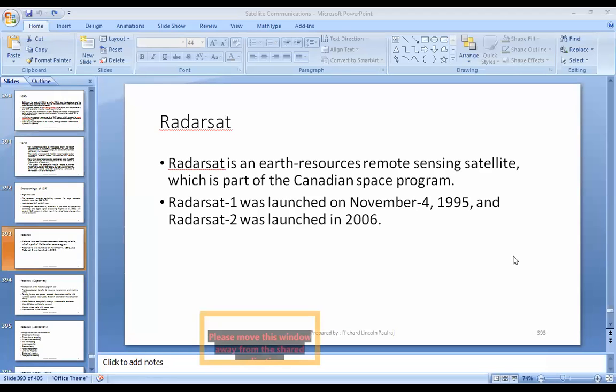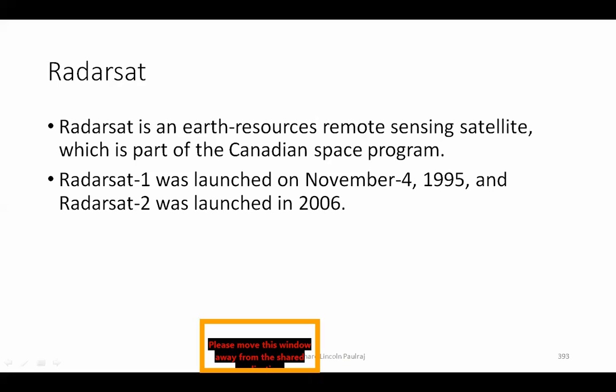So in continuation to our yesterday's lecture, we'll be looking into Radarsat. As you are all very much aware, this Radarsat is basically used for sensing. It can be with respect to weather or with respect to ocean. All this is looked into, and it is monitored.